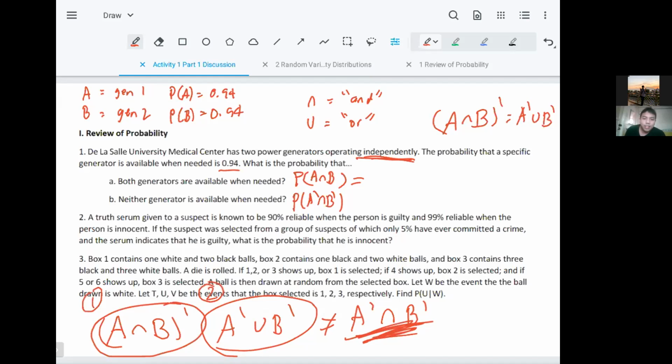Maliwanag naman ba yun? Or bakit ganun? A is not available and B is not available. Pag neither kasi parehas dapat, di ba? Parehas hindi available at the same time. So, itong expression na ito, equal din siya sa A union B, complement nito. Complement of this thing. Okay? Through De Morgan's laws. Yung pwede i-distribute din, babaliktad yung sign.